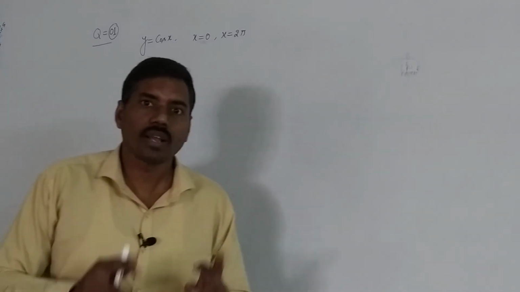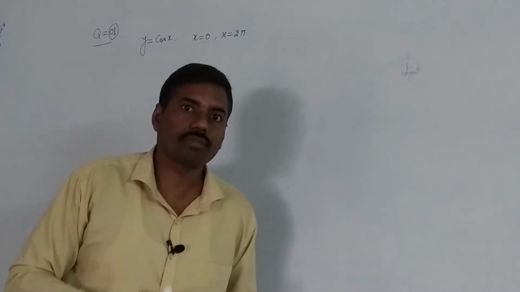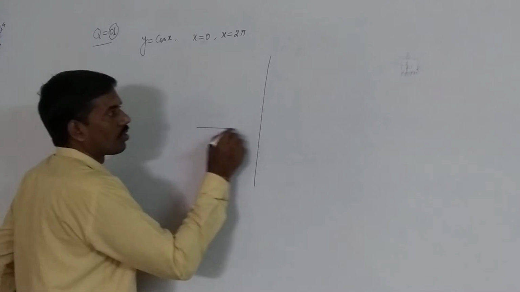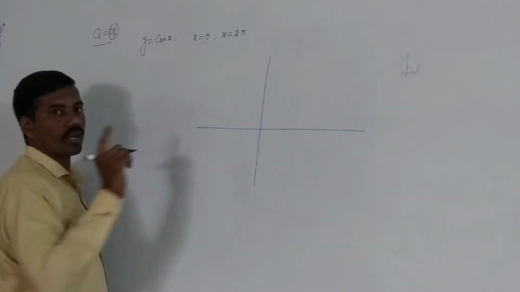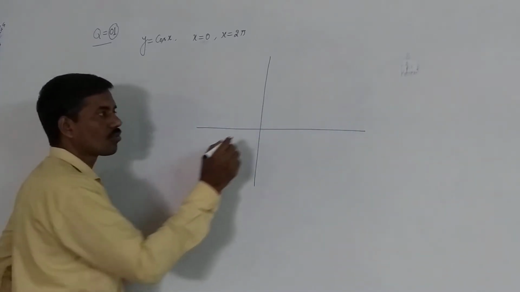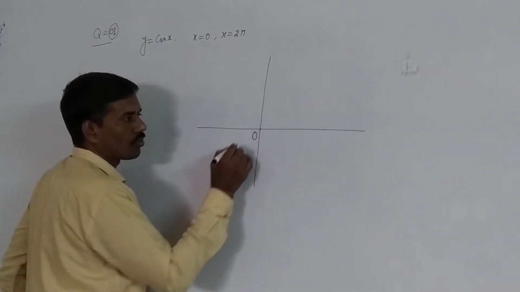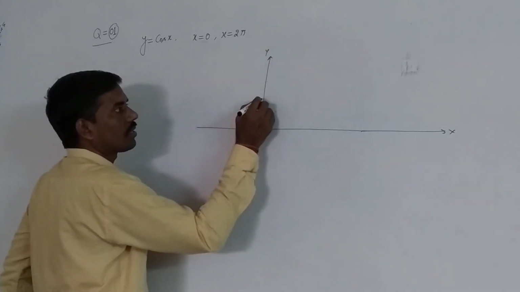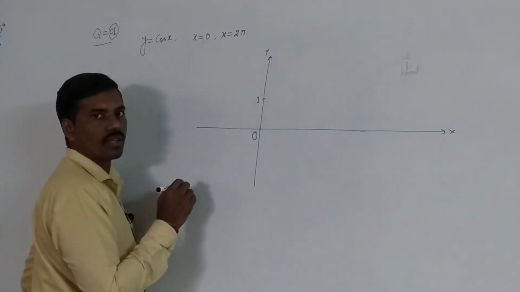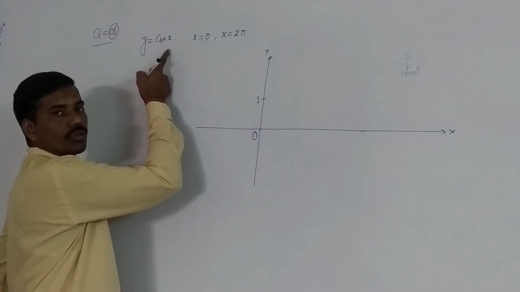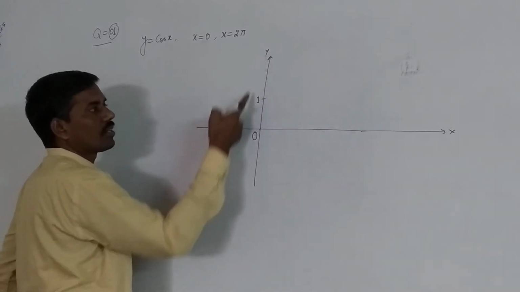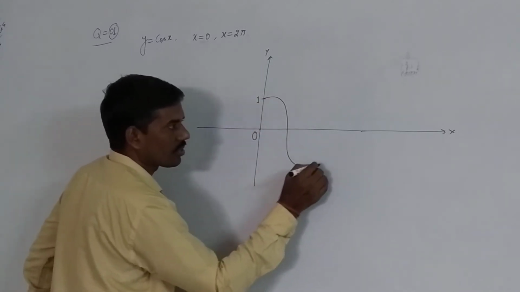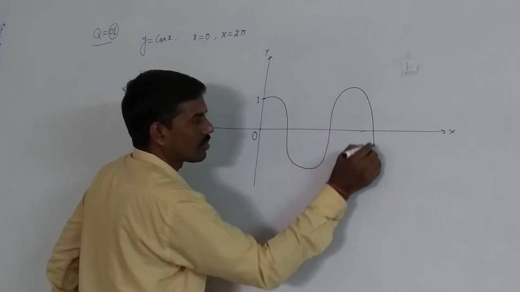First of all, let us draw the graph of cos x. Here we know that cos 0 degree is 1. This is the origin, with the x-axis and y-axis, and this point is 1. y equals cos 0, and cos 0 is 1, so y equals 1, and the graph of cos x is drawn like this.